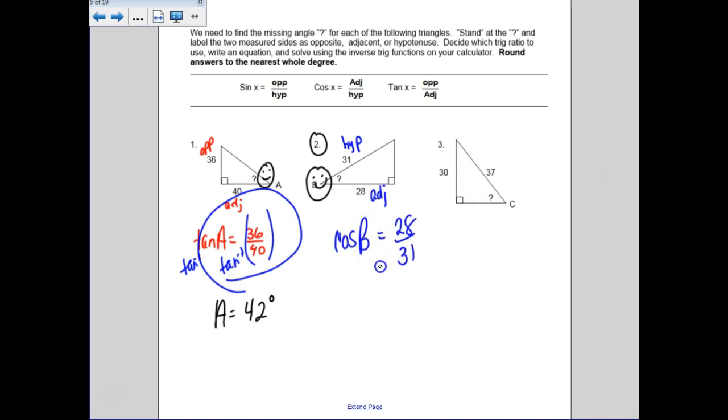So tell me, how do we get rid of cosine again? Inverse cosine. So you are applying an inverse cosine to this ratio. 25 degrees? Thank you.